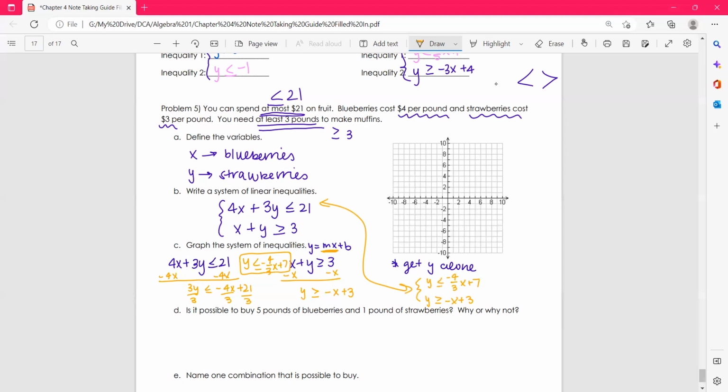Let's look at this one: y-intercept of 7, and my slope is negative 4/3. So I'm going to go down 4, over 3. Down 4, over 3. Down 4, over 3. It is an "or equal to," so I'm going to make that line solid. And it is a less than, so I'm going to shade below.